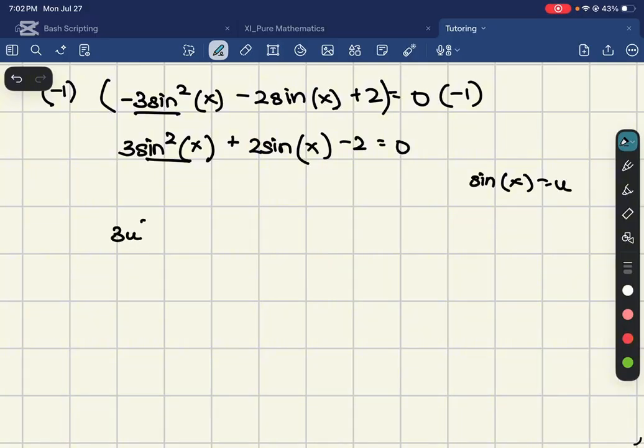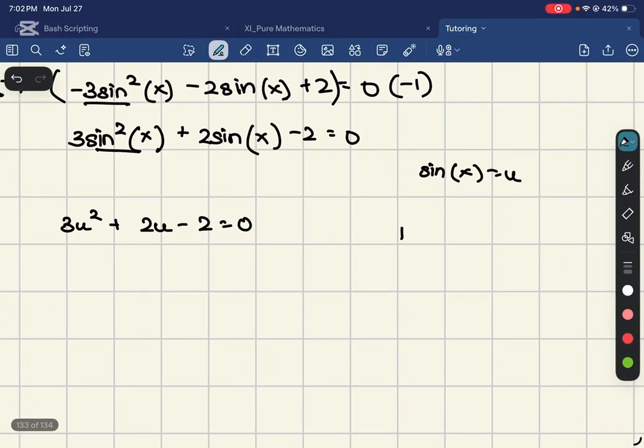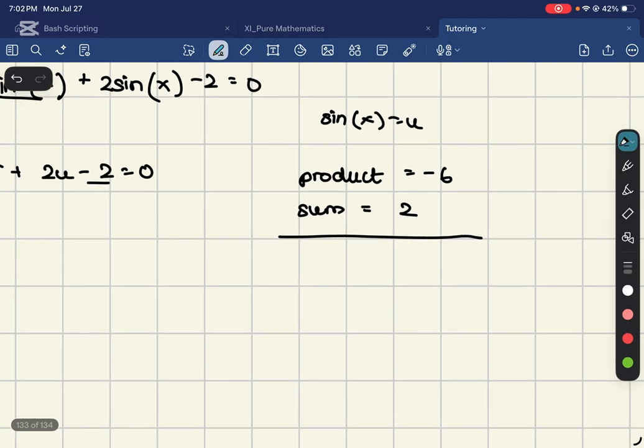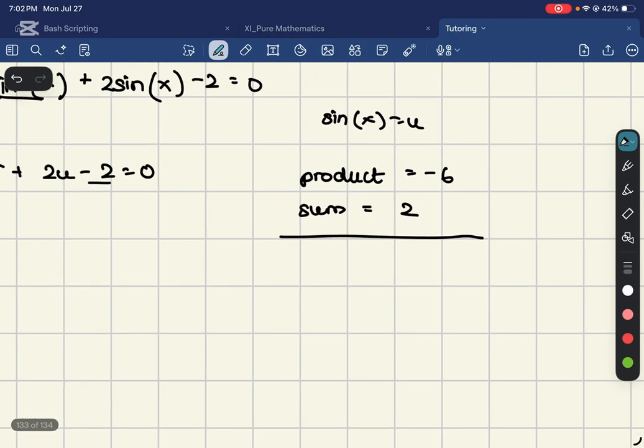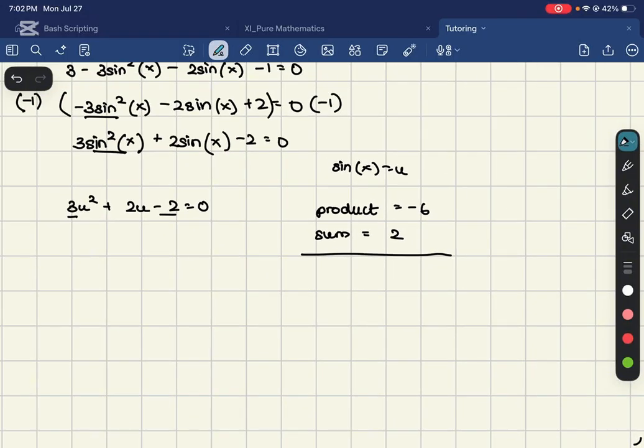So 3u squared plus 2u minus 2 is equal to 0. Now let's try to factorize this. We have a product of negative 6, 3 times negative 2, and a sum of 2. So what two numbers could this be? Let's think about it. I don't think this is possible, right? I don't think there is an easy answer for this.